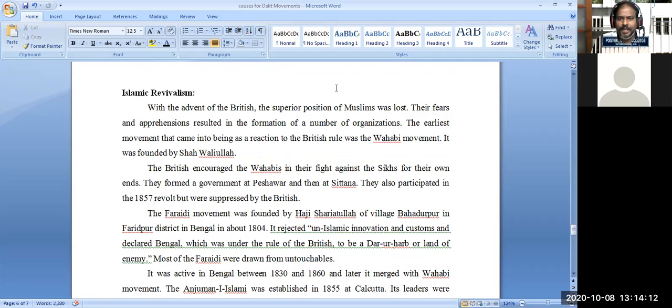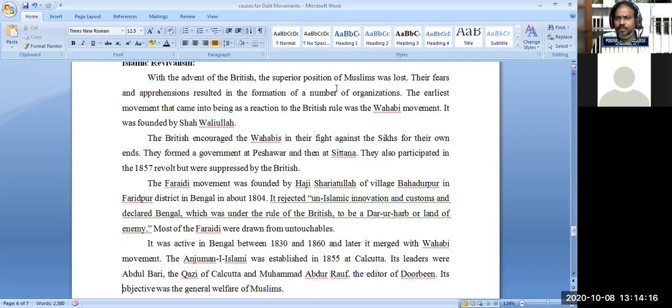Okay, it was founded by Shah Waliullah. Okay, the British encouraged the Wahhabis in their fight against the Sikhs for their own ends. They formed the government at Peshawar and then Sitana. They also participated in the 1857 revolt but were suppressed by the British.